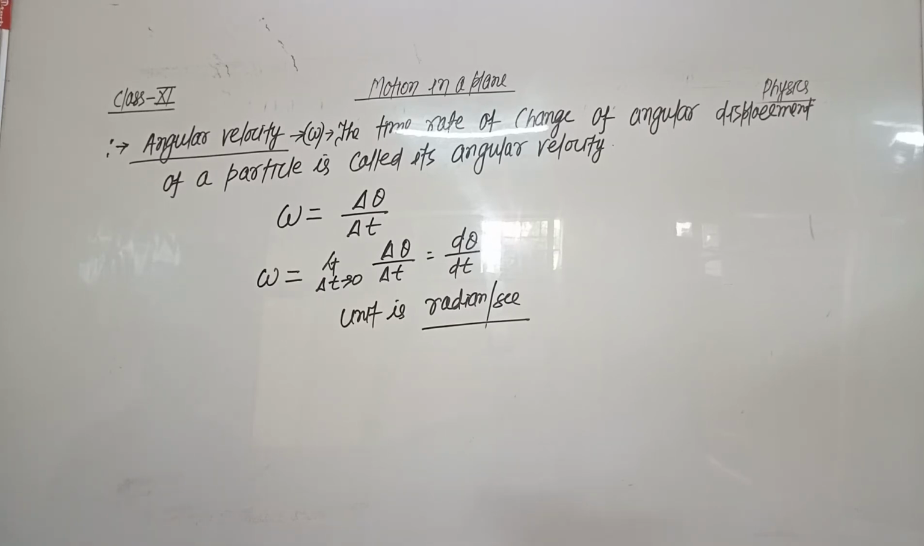So the unit of angular velocity is radian per second, and angular velocity is defined as the time rate of change of angular displacement of a particle. The change in angular displacement with time is called angular velocity.